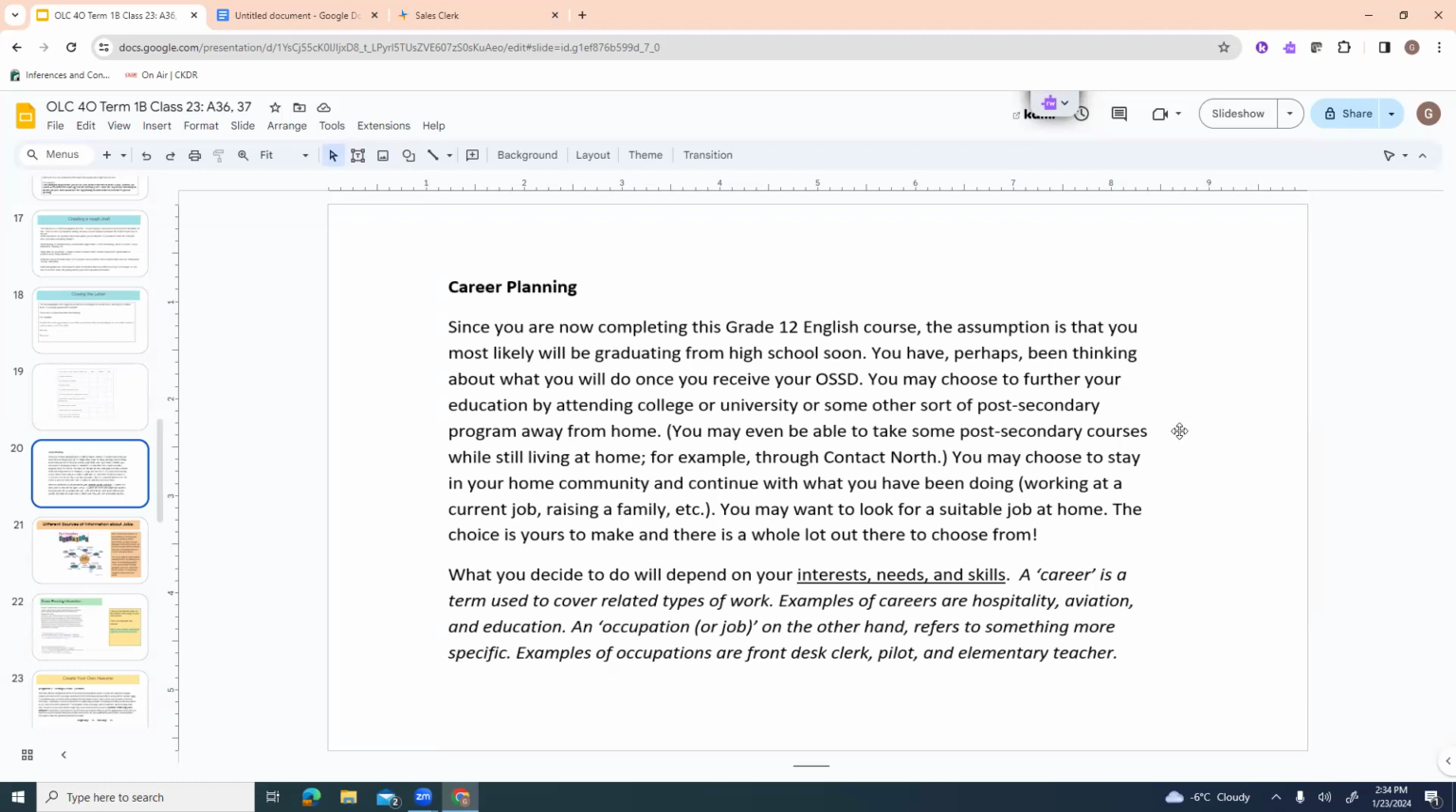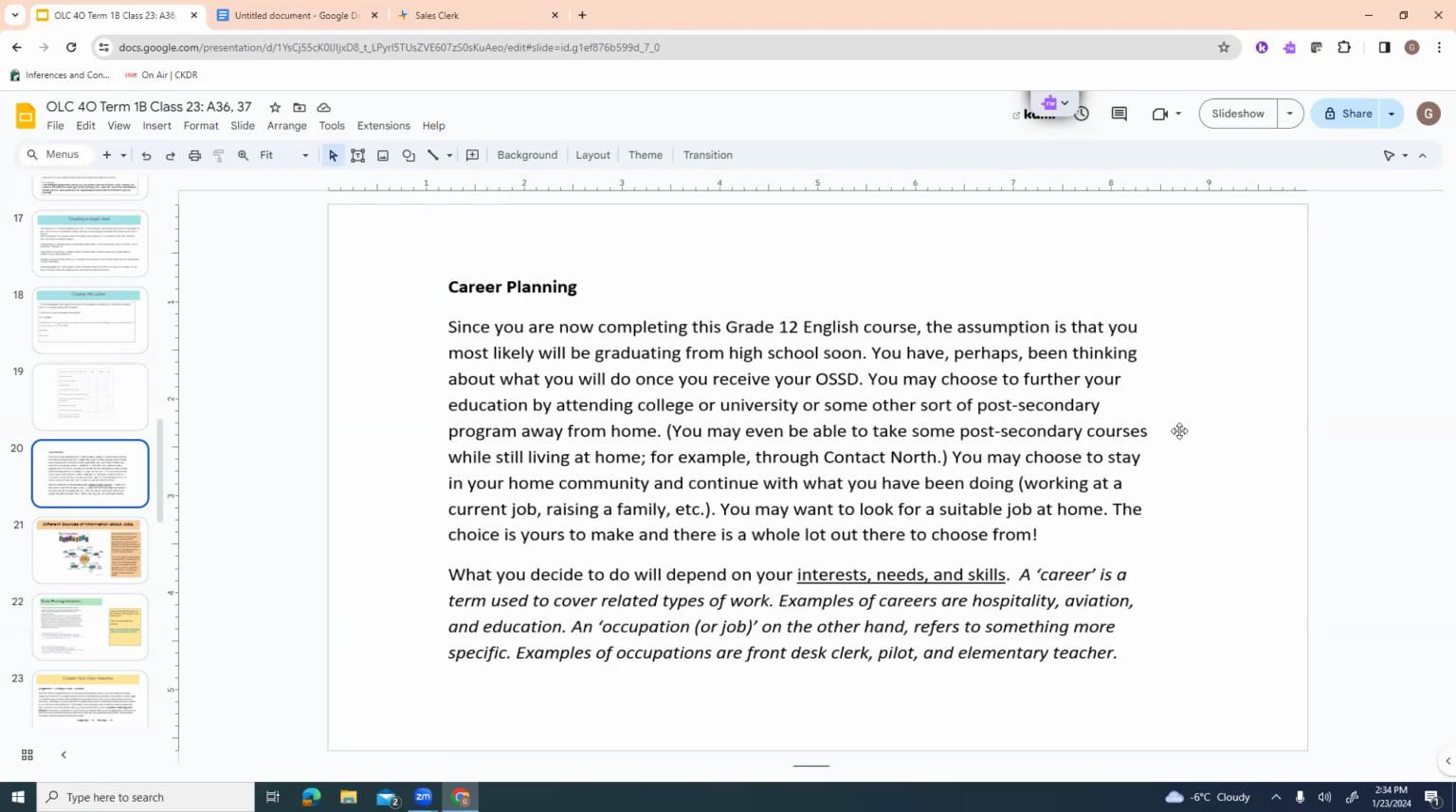You may choose to stay in your home community and continue with what you've already been doing, working at a current job, raising your family, and you may want to look for a suitable job in your community. The choice is yours to make, and there's a whole lot out there to choose from. What you decide to do is going to depend on your interests, needs, and skills.